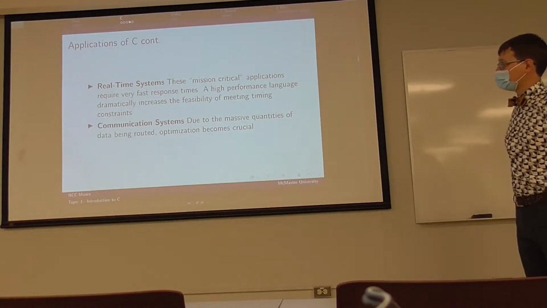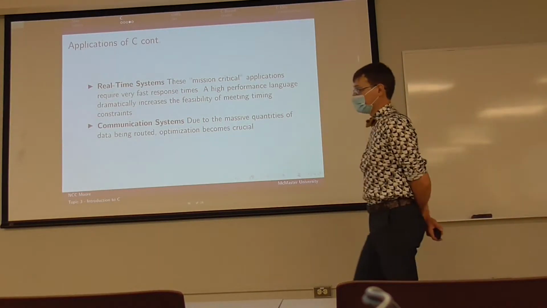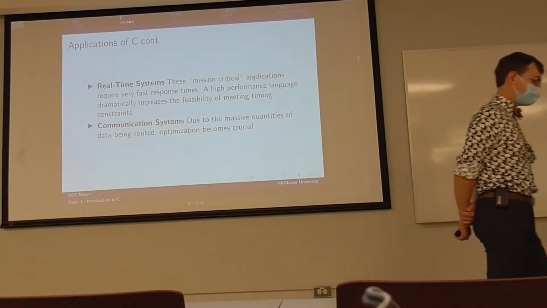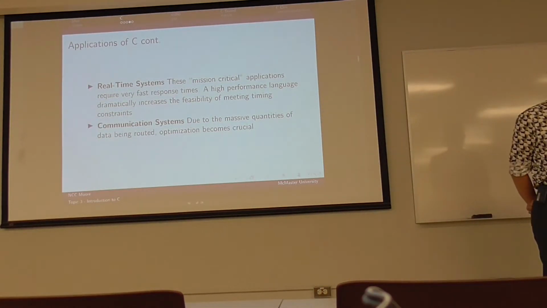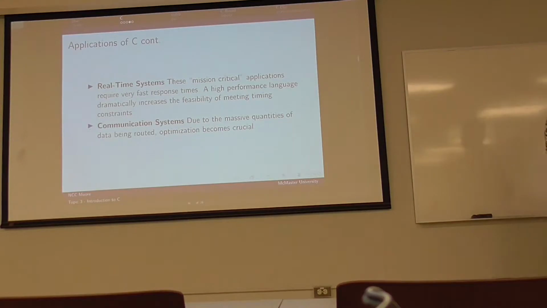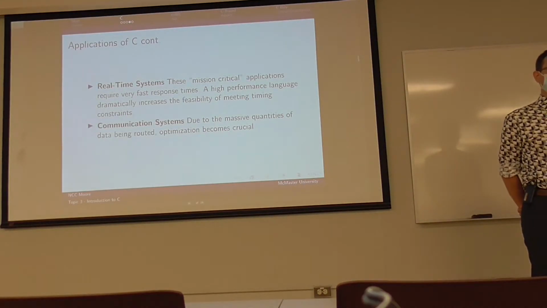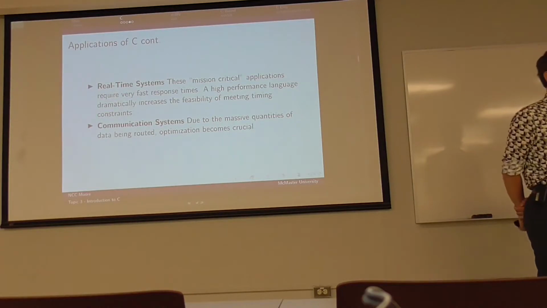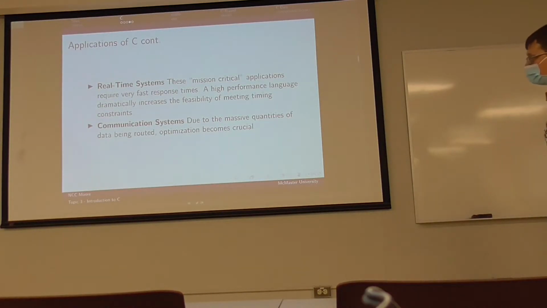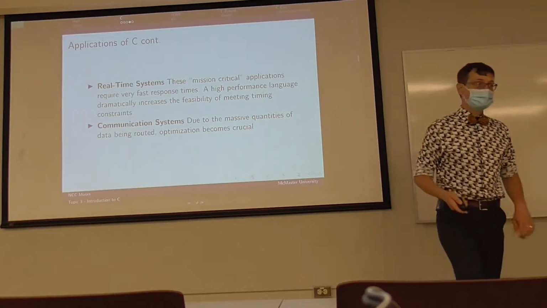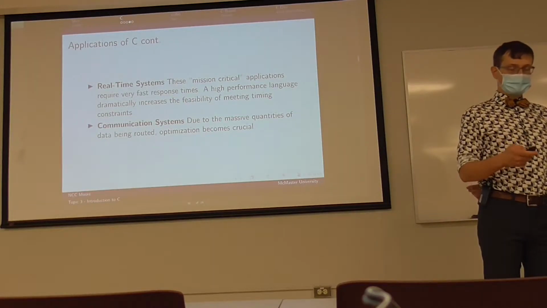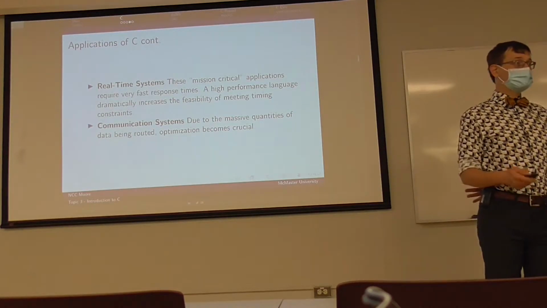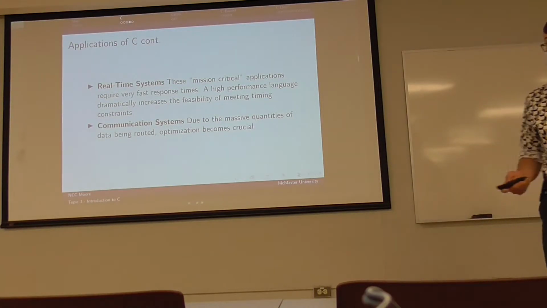High-performance languages dramatically increase the feasibility of meeting timing constraints. There are some systems where if you don't get a result within fractions of a second, then that's too slow. Another good example would be autonomous vehicles, right? An autonomous vehicle must be able to respond more quickly to traffic and changing traffic conditions than you can. Communication systems, due to the massive quantities of data being routed, optimization becomes crucial. So these are situations where you would be calling the same routines many, many times per second.